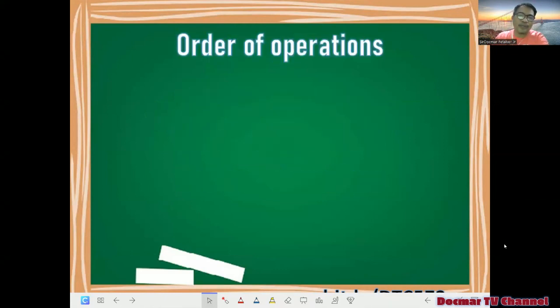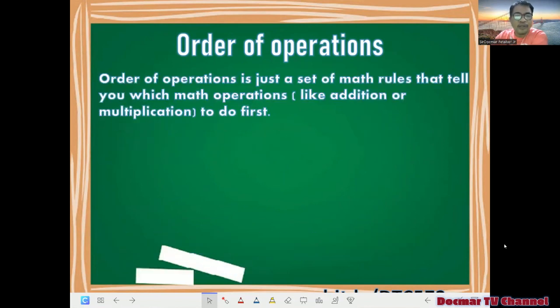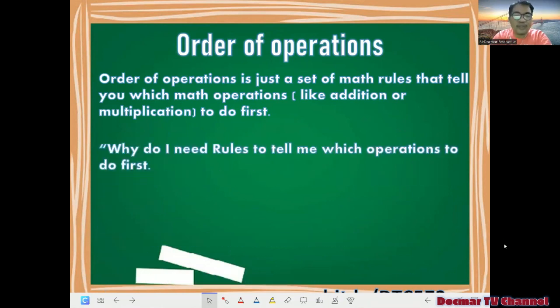So what is order of operations? We follow rules in these operations. That's why it is called order of operations. The order of operations is just a set of math rules that tell you which math operations, like addition or multiplication, to do first. Why do I need rules to tell which operations to do first?